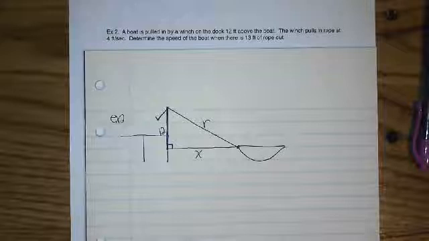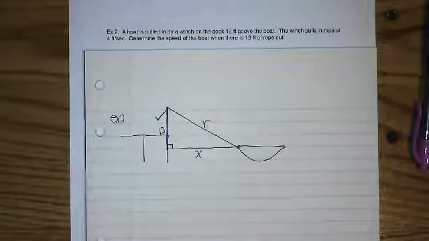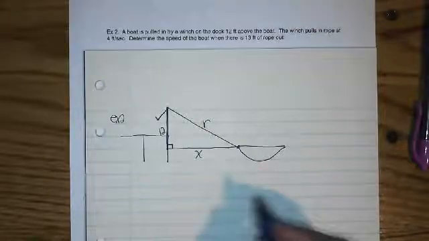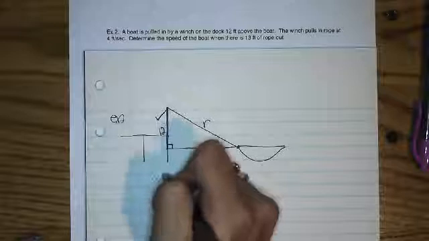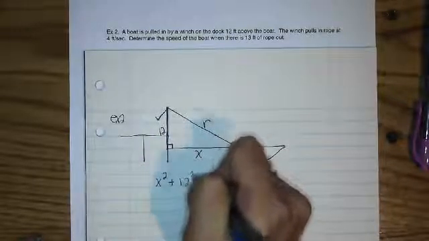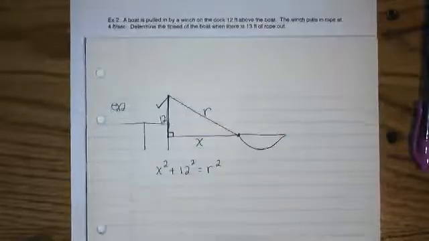So we've got that and that. Remember, no numbers until you're all done. The distances that are changing, we put the variables in. Okay, so our equation then is just the Pythagorean theorem. So it's x squared plus 12 squared equals r squared.